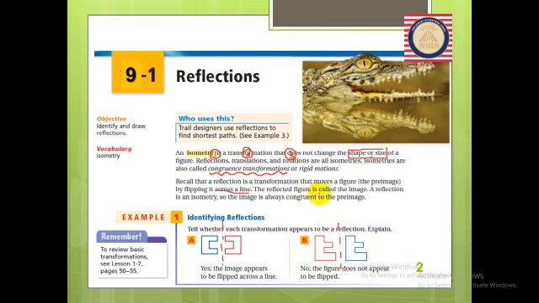So the reflected figure is called the image. A reflection is an isometry. Again, what's an isometry? The figure doesn't change in shape or size. So the image is always congruent to the pre-image. So here, yes, the image appears to be flipped across the line. Here, it's not flipped across the line.